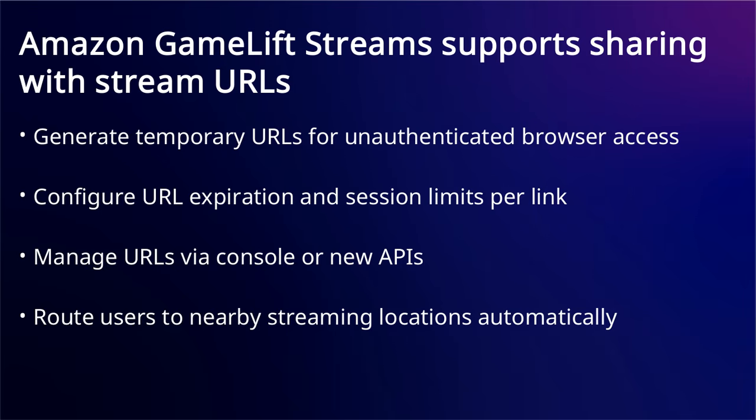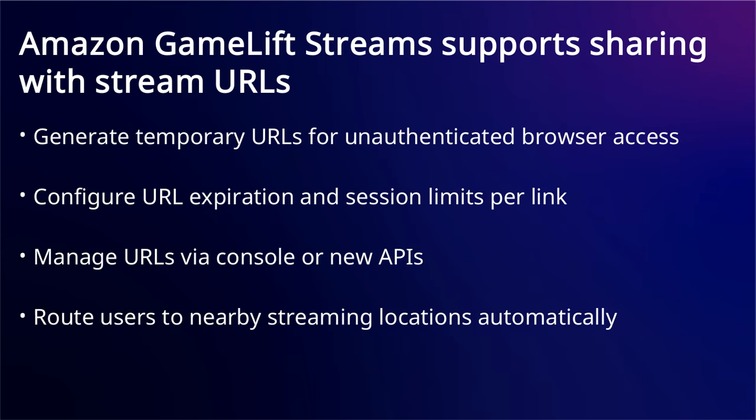Sharing game streams previously required end users to have AWS credentials, install software, or integrate client code. Amazon GameLift Streams now provides stream URLs that enable temporary, unauthenticated access to playable stream sessions directly in web browsers. You can generate temporary URLs for a stream group and application, then configure how long each URL remains valid and how many sessions it can initiate.